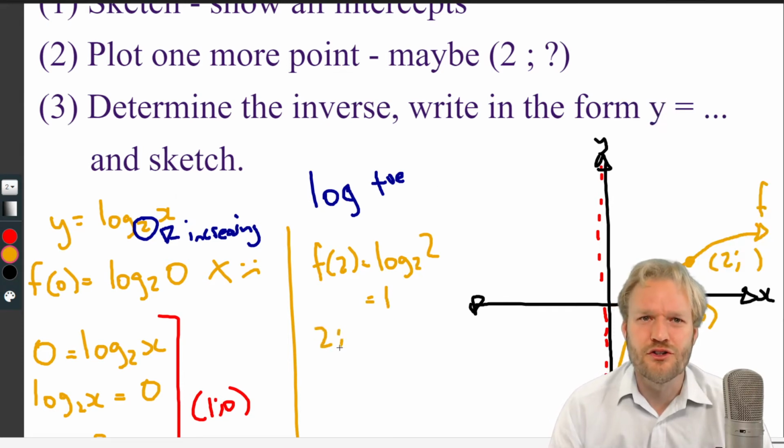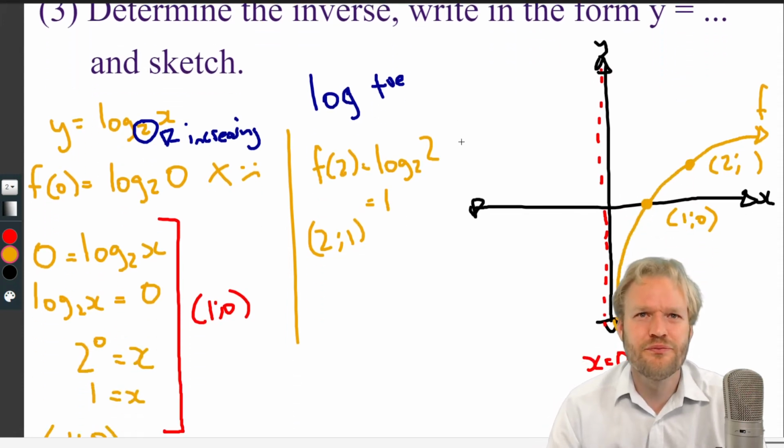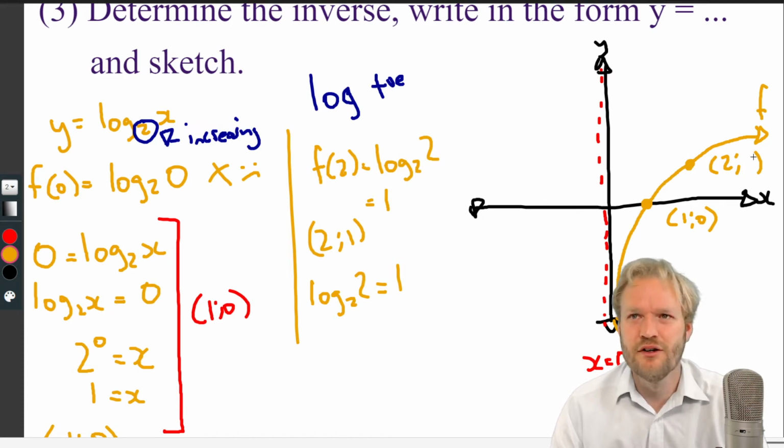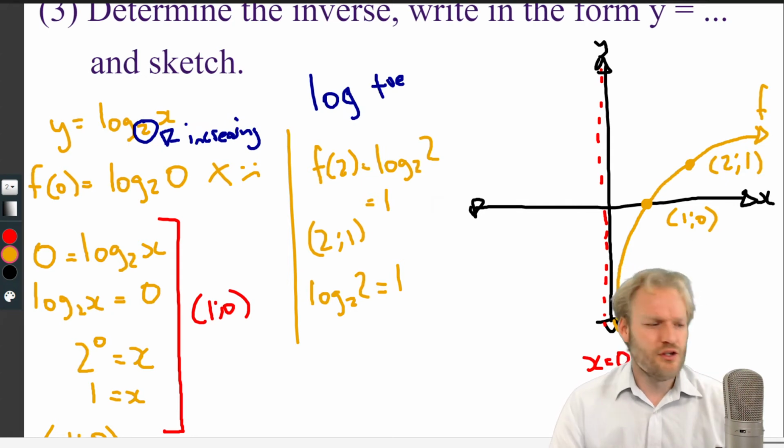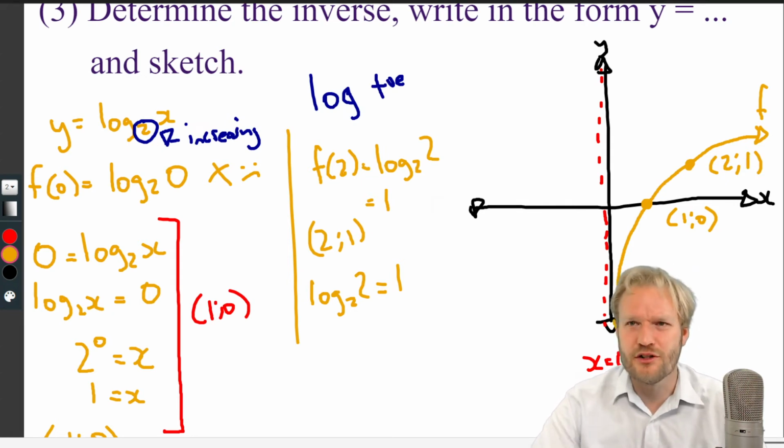So we've got the point 2, 1. Let's just quickly analyze what's going on here. This is saying that log base 2 of 2 is 1. Let's just check. This means that 2 to the 1 equals 2. Yeah, that makes sense. So that to the that equals that, 2, 1. So let's just take a pause and see what we got so far here.